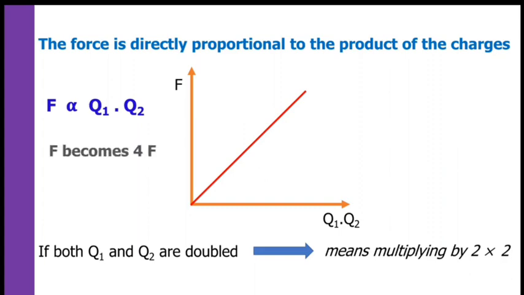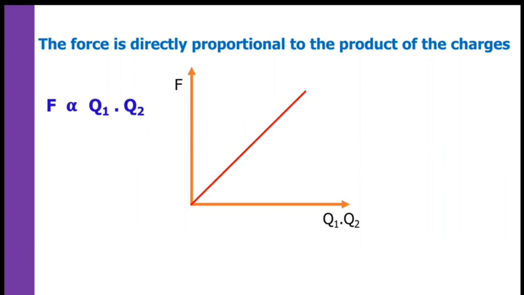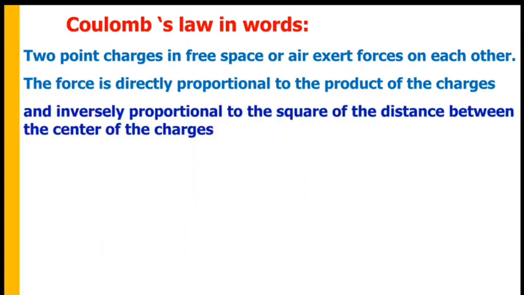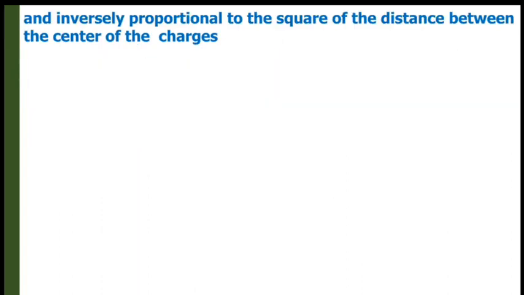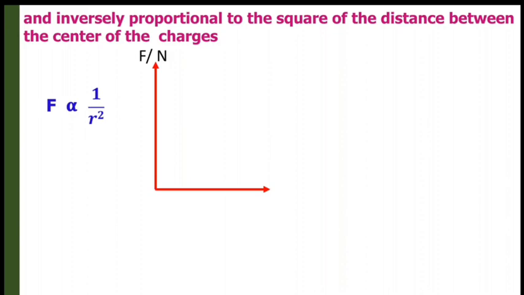Okay, so that is about the first part where we say the force is directly proportional to the product of the charges. The second part of Coulomb's law mentions the idea that the force is inversely proportional to the square of the distance between the center of the charges. So, force is inversely proportional to distance squared. Now, if I was to plot a graph like this, the shape of the graph is no longer a straight line. Since it's an inverse relationship, I'm going to get a graph that looks something like that, right? Okay, and this relationship is referred to as the inverse square law.